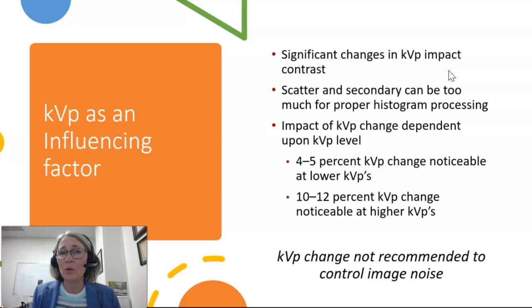It's not common that we're working in high KVPs. We're talking about 110 over 100, you know, is where you're going to be 10 to 12%. Typically we're under that, so we just say 4 to 5% to see a noticeable change. But do know that at higher KVPs, it needs to be a higher percentage in order to see the difference, okay? KVP change is not recommended to control image noise, so we don't recommend it. If you are underexposed with your IR, you're going to use mass, okay? You're going to use KVP just to make sure you have enough energy to get through that body part.